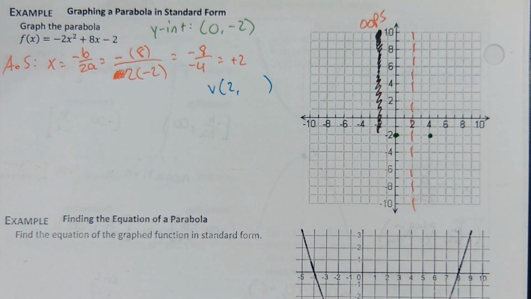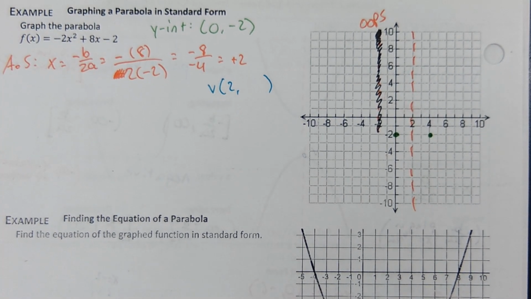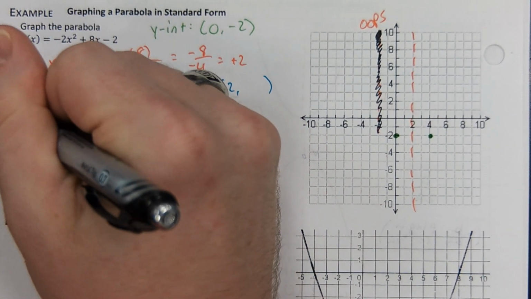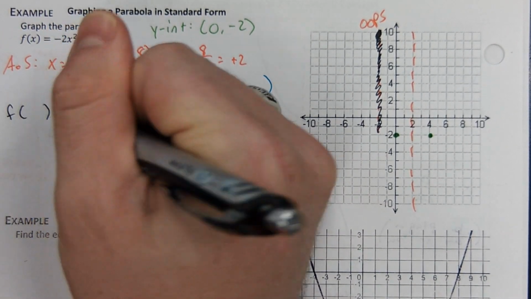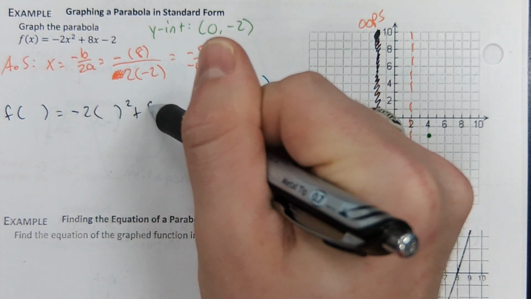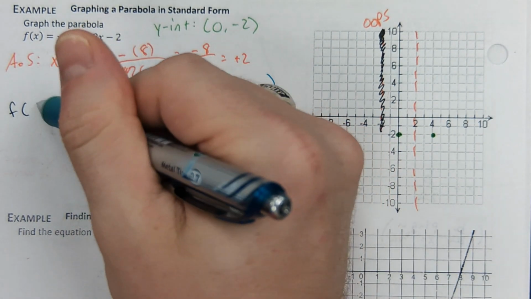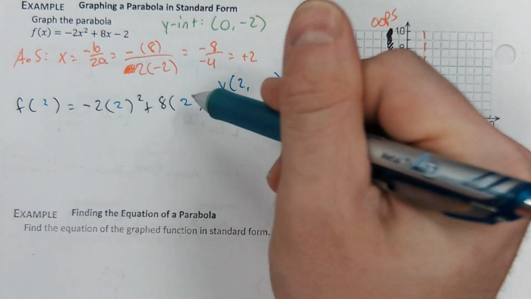Because the axis of symmetry always goes through the vertex, they're going to have the same x value. We just need to figure out what the y value is. So we're going to throw the 2 into the equation. Everywhere it had an x, I'm going to use a set of parentheses. And that's where 2 will get substituted, like that.